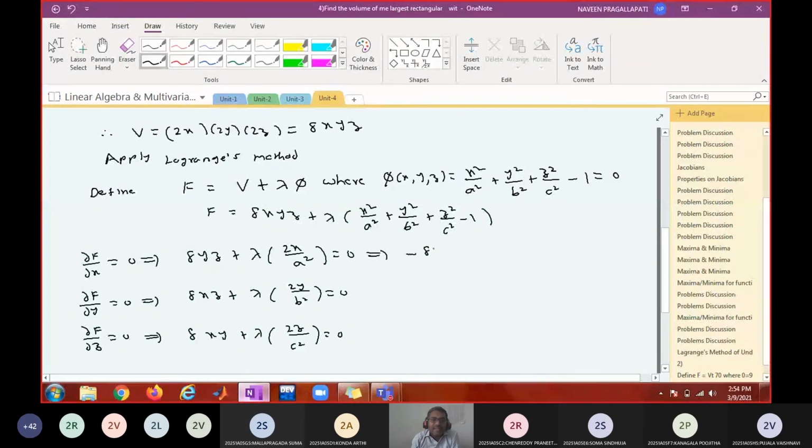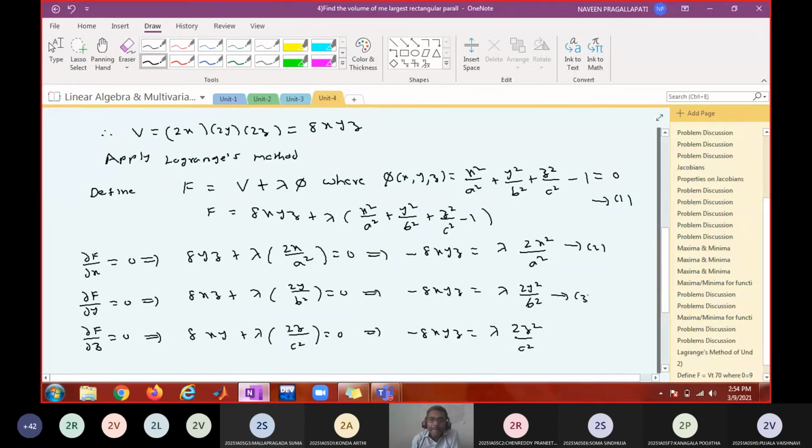So from this, what is minus 8xyz? Minus 8xyz equal to lambda into 2x square by a square. Am I right? Similarly, minus 8xyz is lambda into 2y square by b square. This implies that minus 8xyz is equal to lambda into 2z square by c square. Call these 1, 2, 3, 4, and equate 2 and 3.